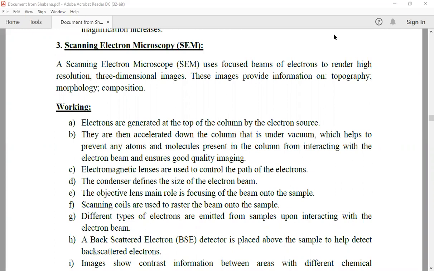Today I want to discuss scanning electron microscopy. In the last lecture, I discussed the sol-gel method, the bake method, and the TEM method. In scanning electron microscopy, a focused beam of high-resolution electrons is mainly used for getting three-dimensional images, and these images provide information on topography, morphology, and composition.